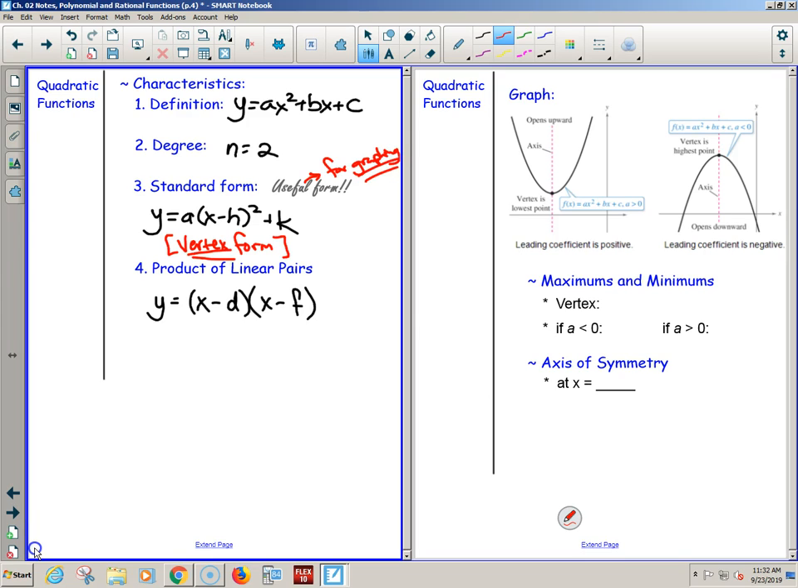What is factored form? If you want to write it out. What is factored form useful for? X-intercepts. Yeah, that's what I was thinking. Factored form is really useful for x-intercepts, aka for zeros, right?